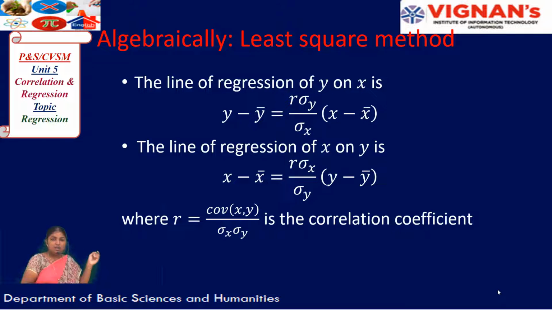Next, this is the r value, covariance of xy by sigma x into sigma y, which is known as the correlation coefficient. And now, examples of regression.